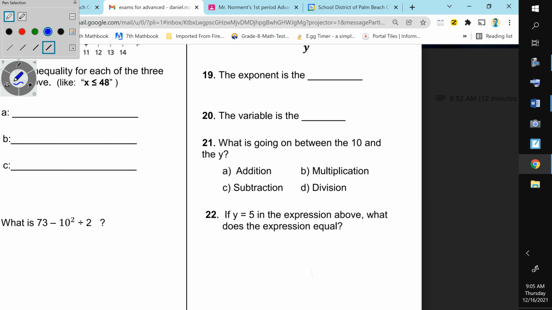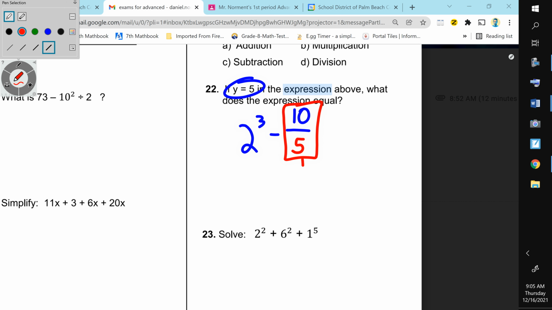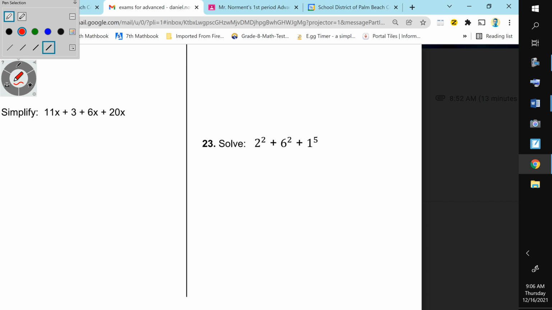22. So what you can do is you can take that expression, 2 to the third minus 10 over y. Ooh, I need to write that a little bit better. And you're going to take this 5, and you're going to substitute it in place of y. And then do this part first. Actually, you could probably do this part first. And then minus whatever 10 over 5 is, and that's going to give you your answer. You're going to get 2 to the third, so that's going to be something minus 10 over 5, something minus something, subtract those two, you get your answer. Hope that helps.